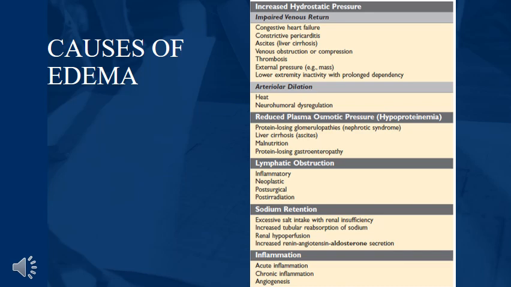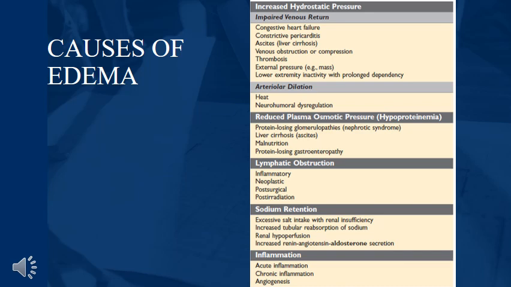So, protein-losing glomerulopathies: albumin loss or leakage of albumin can occur in many kidney diseases like nephrotic syndrome. Insufficient albumin formation can occur in liver cirrhosis, because the liver is the major organ involved in albumin synthesis.